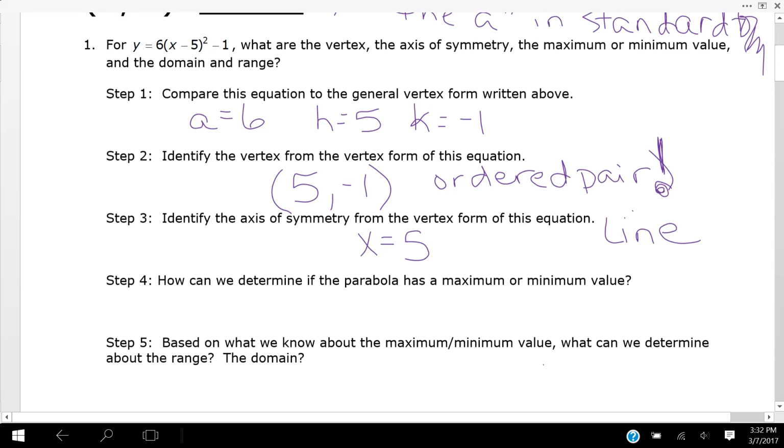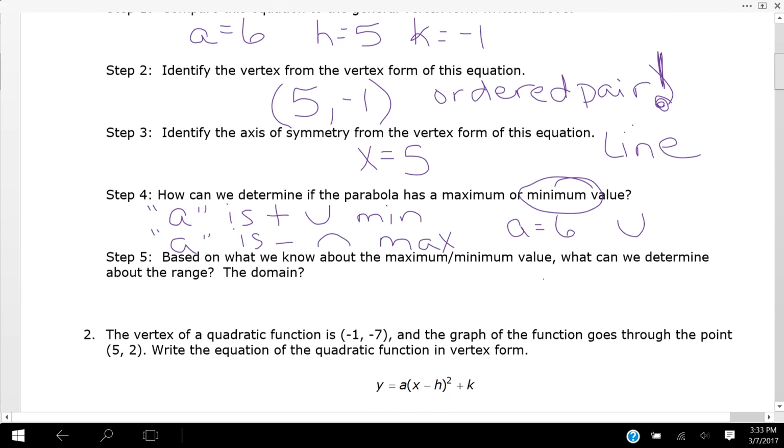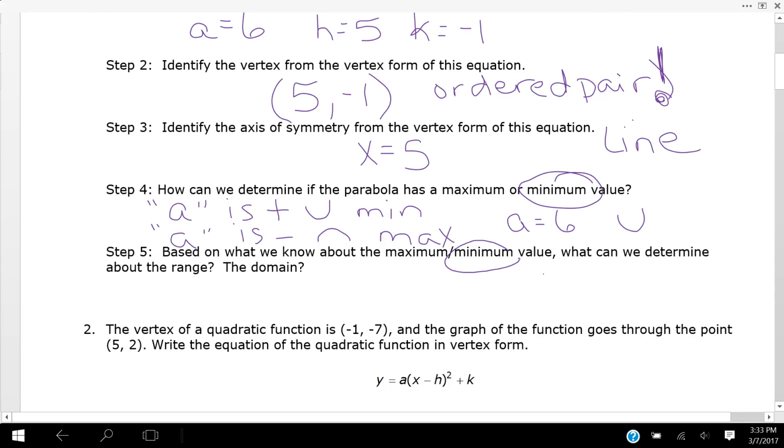We tell if the parabola has a minimum or a maximum by looking at A. If A is positive, it's a smile and it has a min. If A is negative, it has a frown and it has a max. So since our A equals 6, we know we have a minimum because it's a smile.